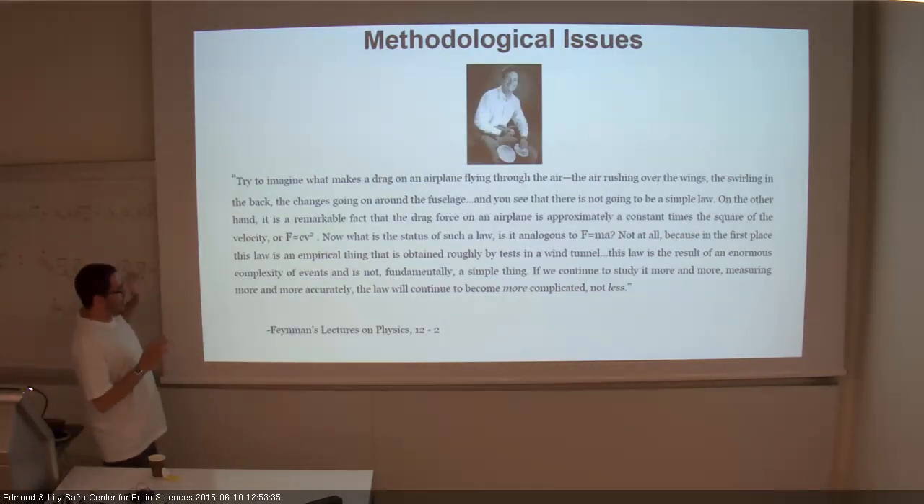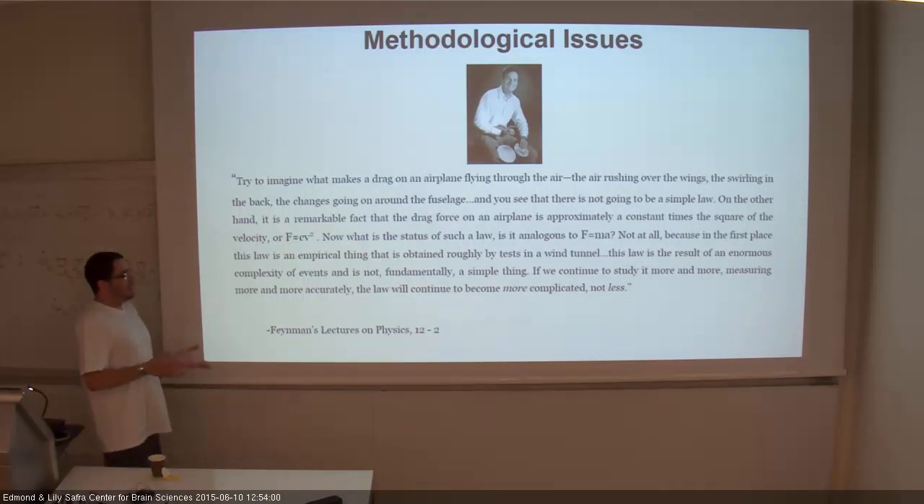There's a nice quote by Richard Feynman in his Lectures on Physics. He says, try to imagine what makes a drag on an airplane flying through the air. The air rushing over the wings, the swirling in the back, the changes going on around the fuselage, and you can see that there's not going to be a simple law. On the other hand, it is a remarkable fact that the drag force on an airplane is approximately a constant times the square of the velocity, or F equals cv squared.